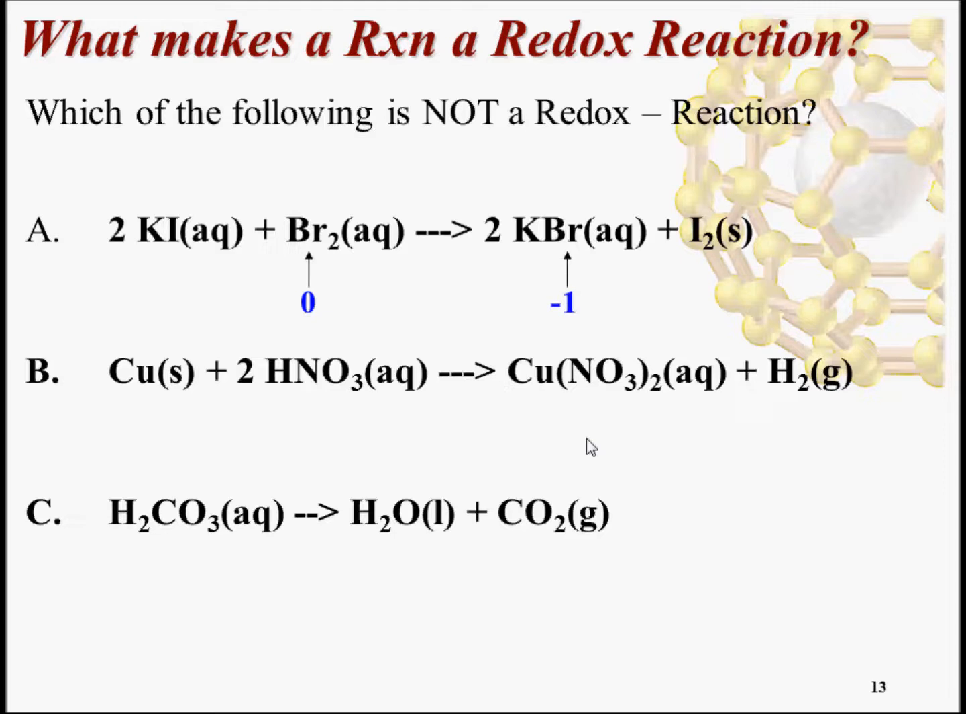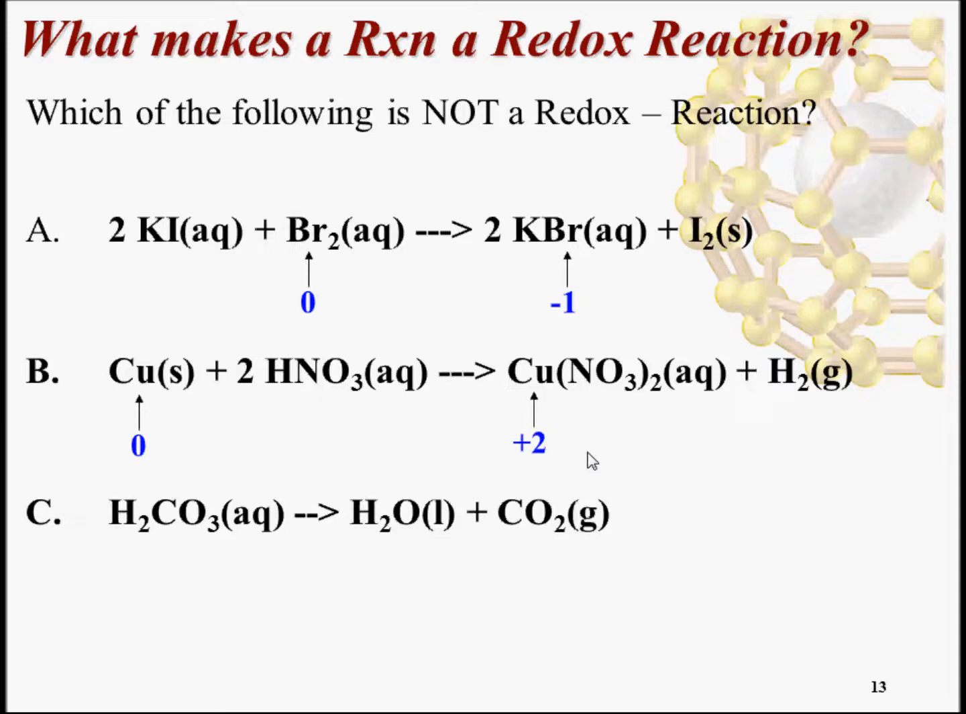If I look at B, if I start looking at the copper, I can see it's the element copper to start with. That means it has an oxidation state of 0. And on the other side, I look at my copper. Well, it's got a +2 charge, +2 oxidation state. So it changed oxidation state. So that means that is a redox reaction. So I'm hoping C is the answer here.